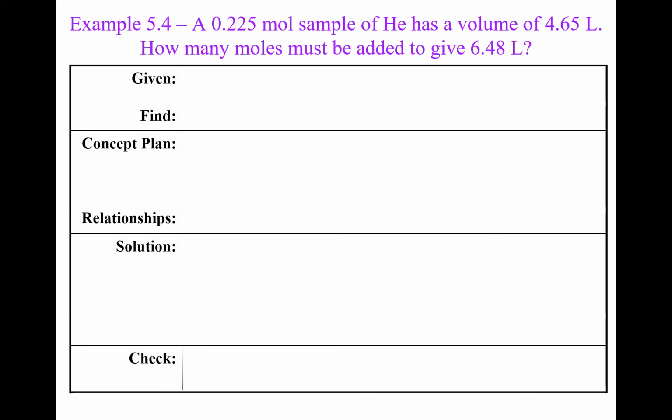So here's a sample like that. All right, we've got 0.225 moles. It's got a volume of 4.65. How many moles must be added to get to 6.48? So it's not quite double, right? If you're just guessing at this, let's call that 4.5.